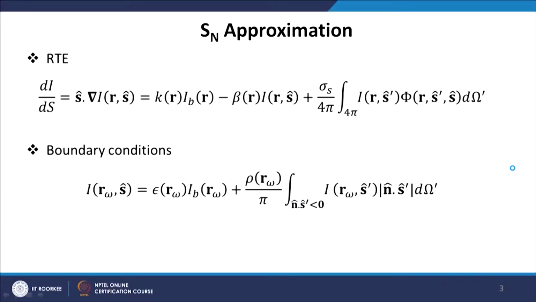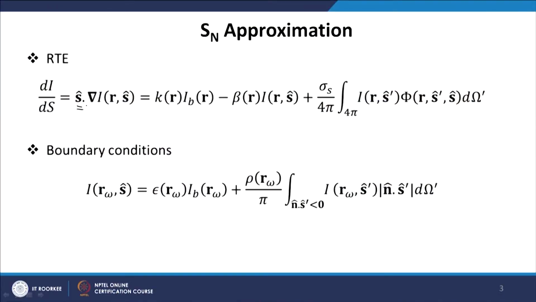So, we will start the development of this method from the radiative transfer equation. For a radiative absorbing, emitting and scattering medium, the radiative transfer equation in a given direction S can be written as kappa times Ib, that is the emission term, minus extinction by scattering and absorption, and then augmentation by scattering.